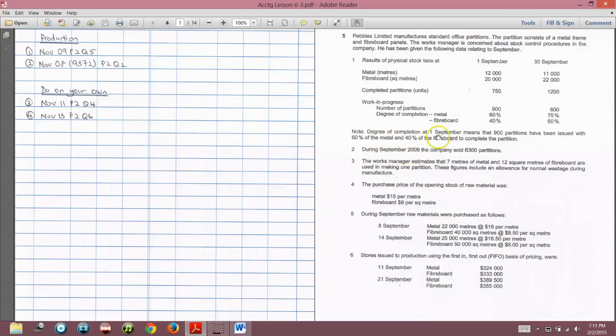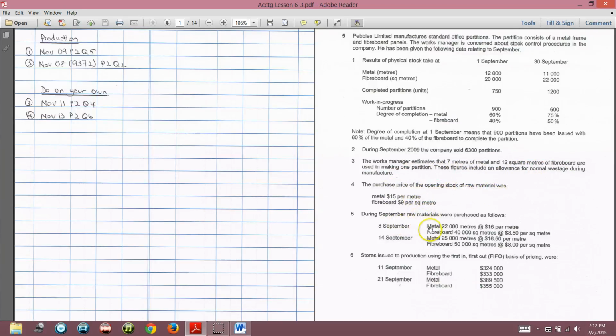Degree of completion, 1 September means 900 partitions have been issued with 60% metal and 40% of the fiberboard to complete the partition. During September, company sold so much, 6,003 partitions. The works manager, that means the production manager, estimates 7 meters of metal and 12 square meters of fiberboard are used to make one partition. These figures include allowance for normal wastages. Purchase price of opening stock of raw material was so much.